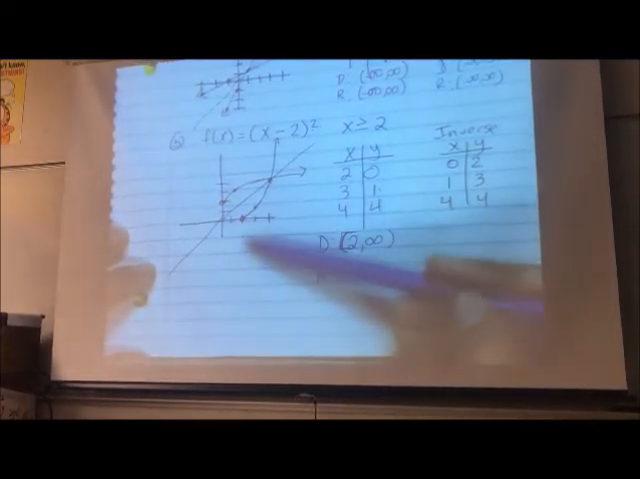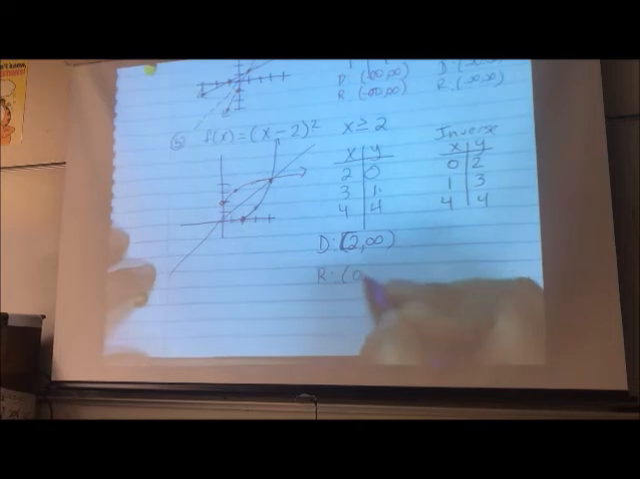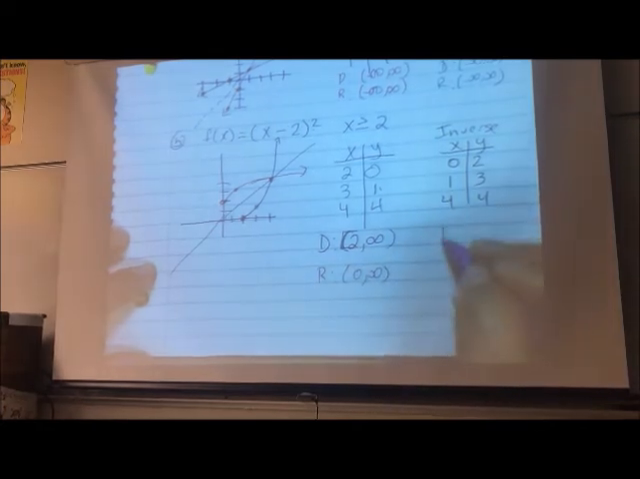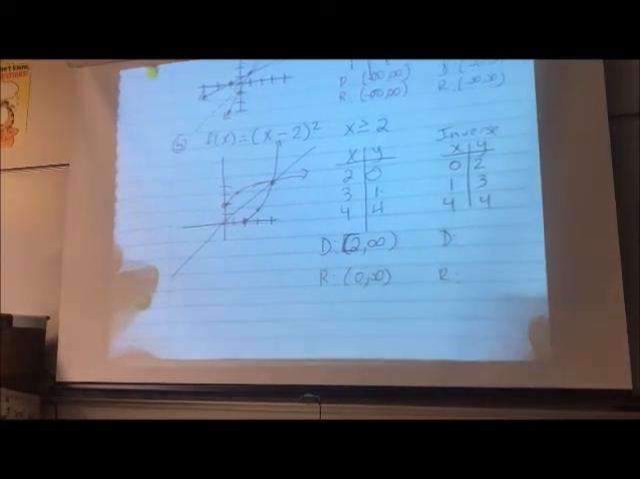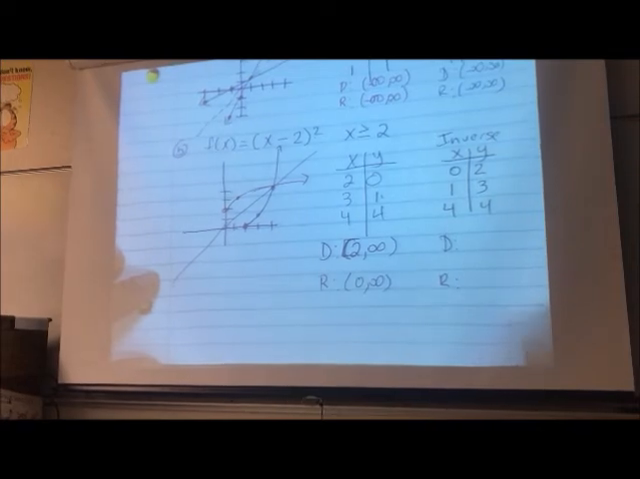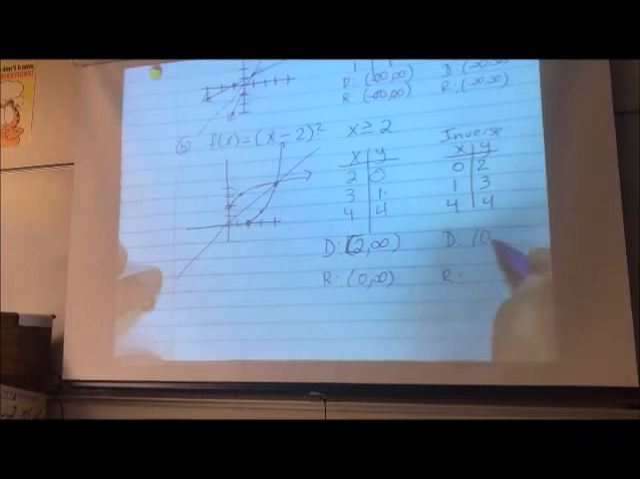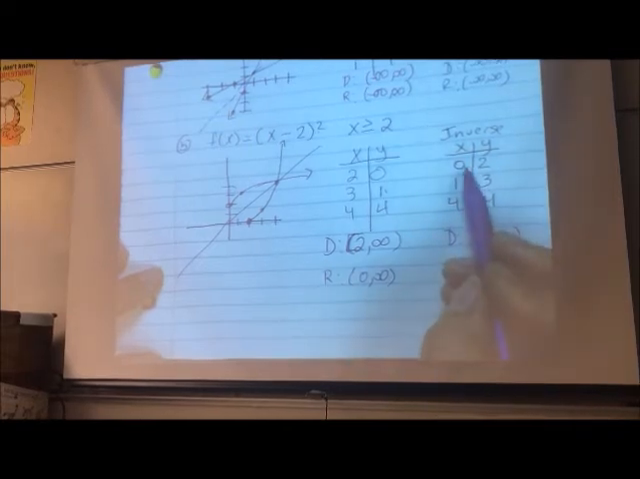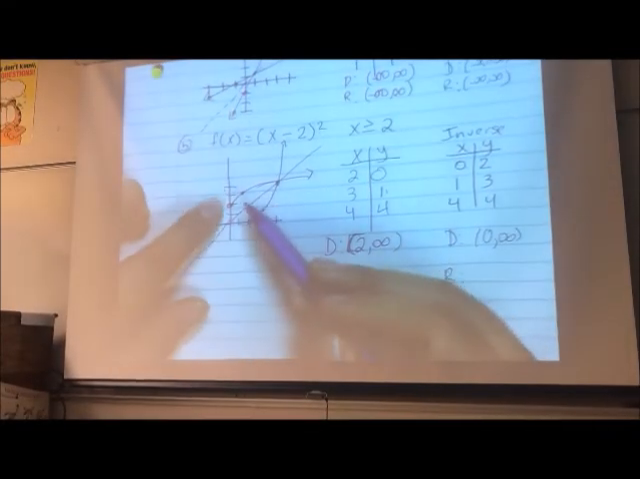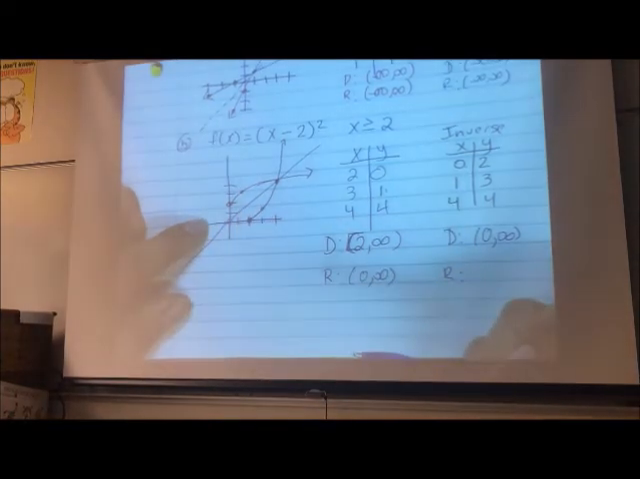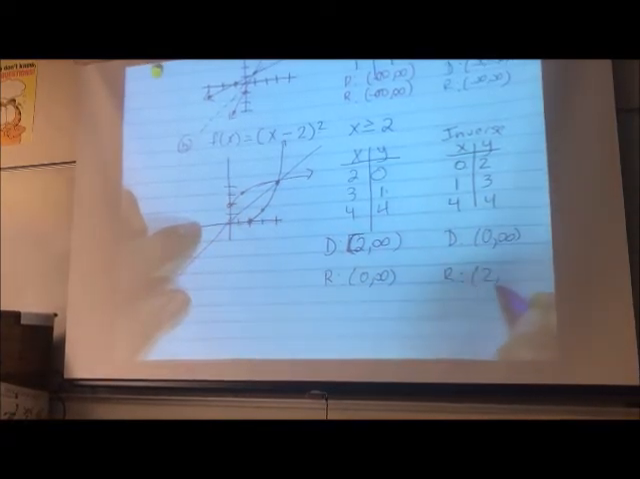And what is my range for this one? Does it occur into the negative? 0 to infinity. What's the domain and range of my new graph? So my domain is now where? 0. So it goes from 0 to infinity. And the table helps you. And how about your range? 2 to infinity? Very good.